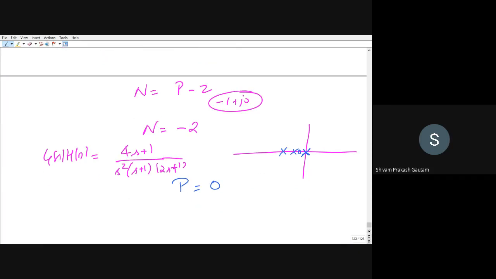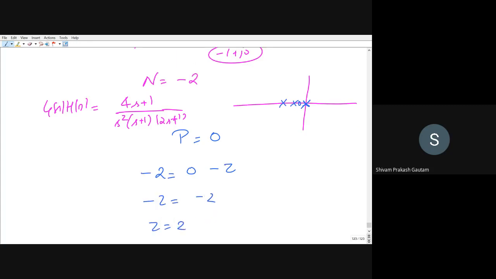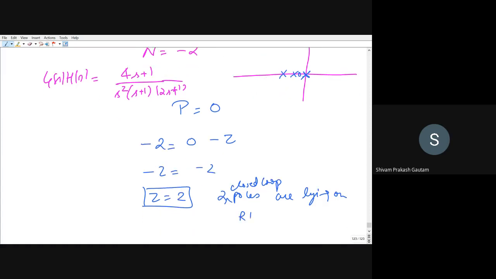So if you substitute the values of N and P, we will be getting minus 2 is equal to 0 minus Z. So minus Z will be equal to minus 2, or Z will be equal to 2. Here Z is not equal to 0. That means two closed loop poles are lying on the right hand side of S plane. Therefore, the system is unstable. Is it okay?